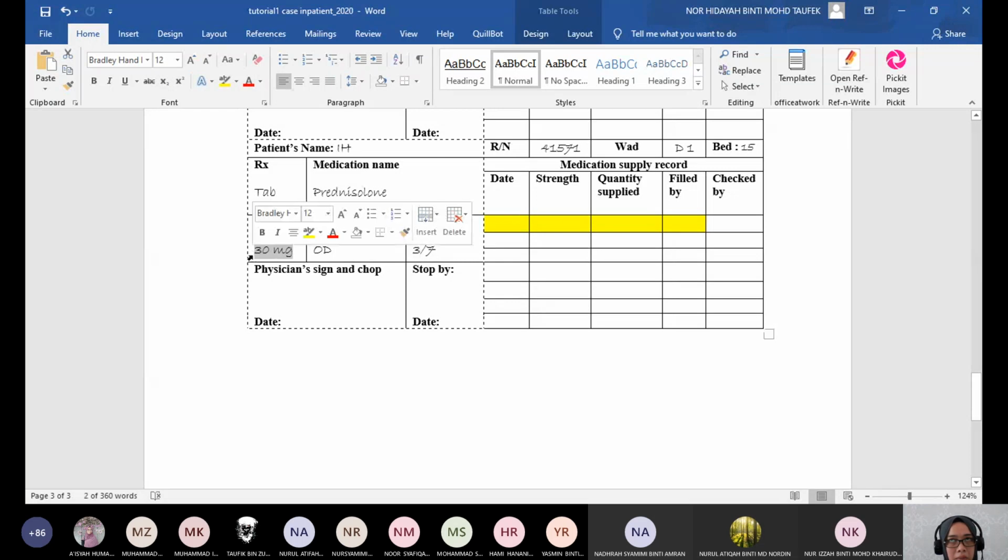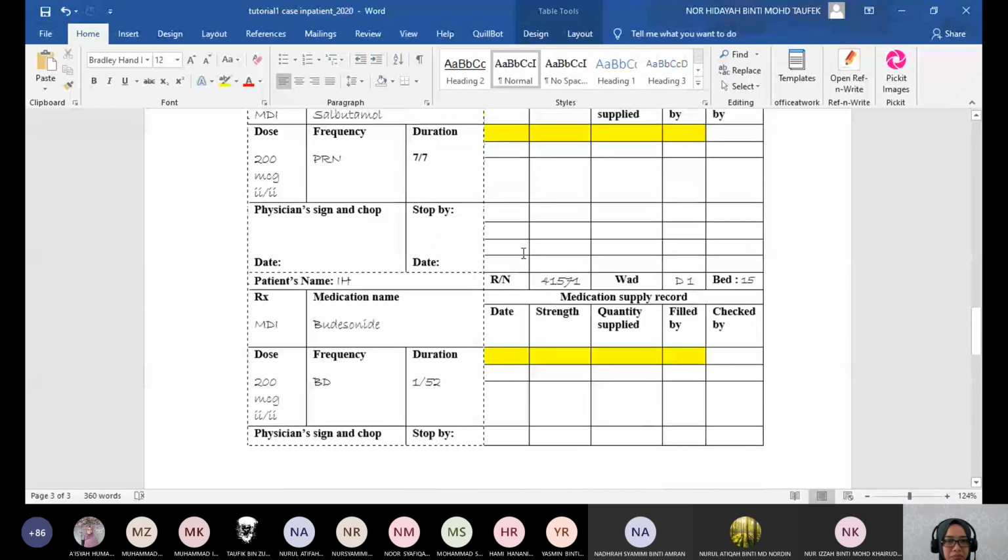So 5 mg per tablet times berapa ni nak dapatkan 30 mg? 6 kan? 6 tablets. So patient need to take 6 tablets in one go. Okay, so they need to take 6 tablets to get the 30 mg dose. So times lah 3, dapat berapa? 18 tablets. So you need to supply 18 tablets. Okay, alright.